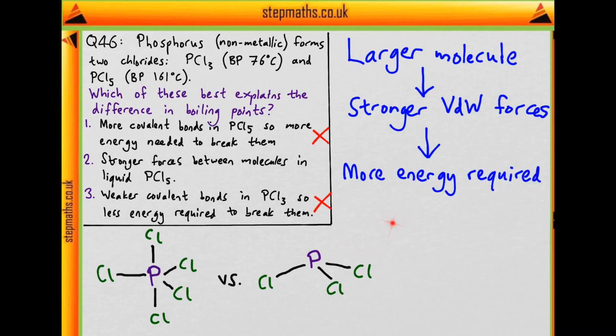And this would mean that more energy is required to separate them, which is happening during boiling because the molecules are forced apart. And where does this extra energy come from? That's in the form of heat, which explains the higher boiling point that PCl5 has. So point 2 does explain this. So we can say that that's correct. This corresponds to answer C on the question paper.